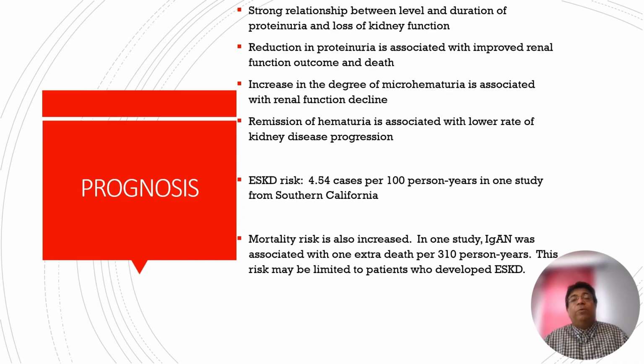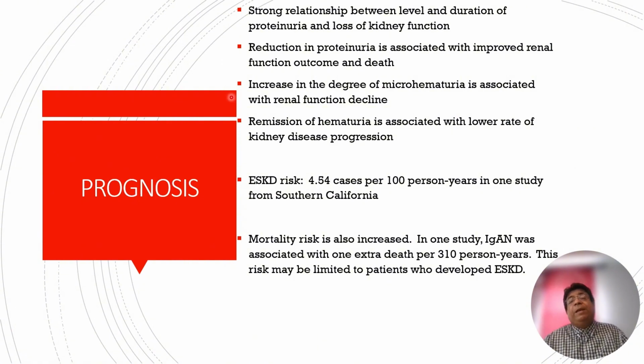There is a strong relationship between the level and duration of proteinuria and loss of kidney function. So reduction in proteinuria is very important. It is associated with improved renal function outcome and death, and that's the major emphasis in IgA nephropathy, is to achieve those proteinuria goals, which in the past used to be less than 500 milligrams, and now the goal is to achieve less than 250 milligrams in a 24-hour period.